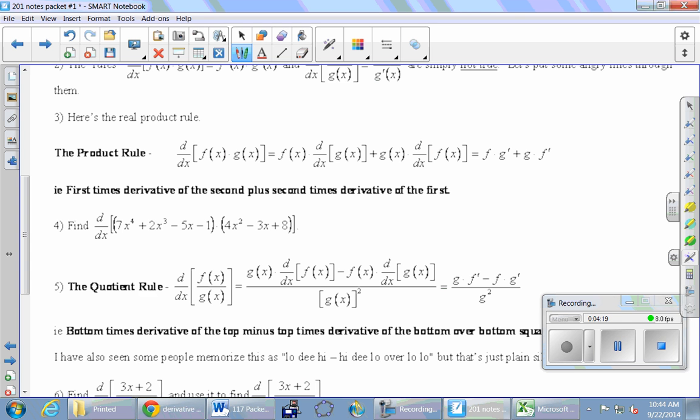Let's use it on number 4. It says find the derivative of this mess. First thing you need to recognize is that it is a product of 2 functions of x. Here are my 2 functions highlighted in different colors with the times in between. So let's use the product rule. It says first times derivative of the second. That means you literally copy the thing that's first. It is yellow.